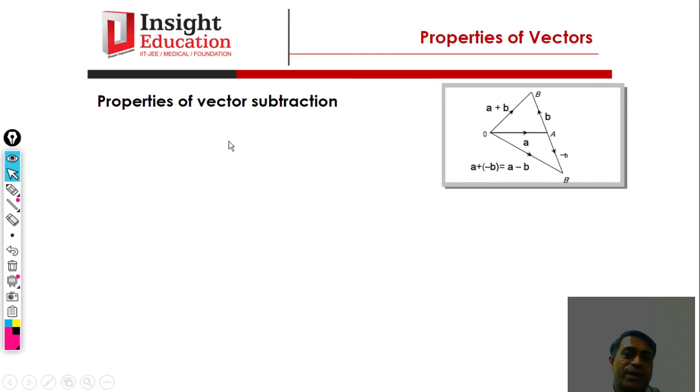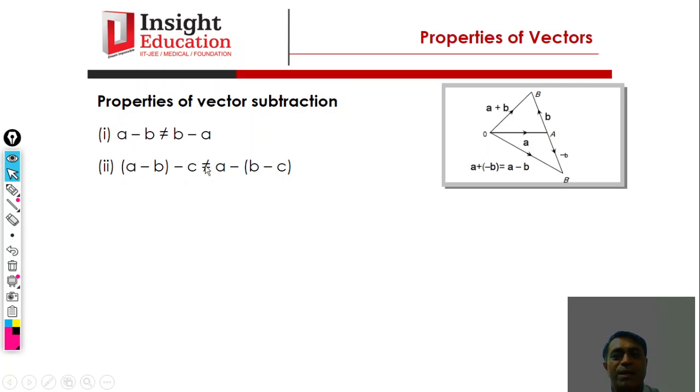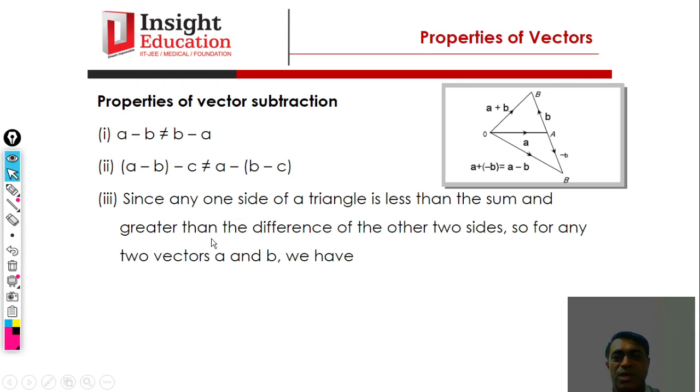The properties of vector subtraction: is it commutative? No, a minus b is not equal to b minus a. Similarly, a minus b minus c is not equal to a minus b minus c grouped differently. So it is not associative.